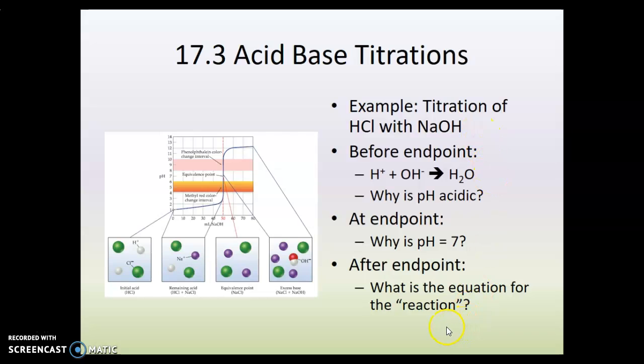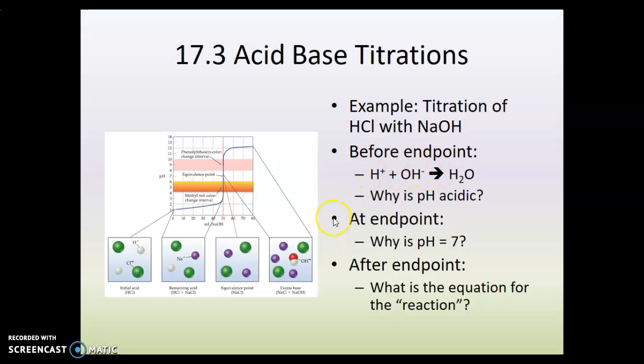So your equation for the reaction for this example is right here. It's your net ionic equation for the reaction, right? You have hydrogen ions in your acid, you have hydroxide ions in your base, you're reacting them together and you're producing water, right? However many moles of OH you added is going to react with the moles of hydrogen ion that you had, and then you're going to get water, right?